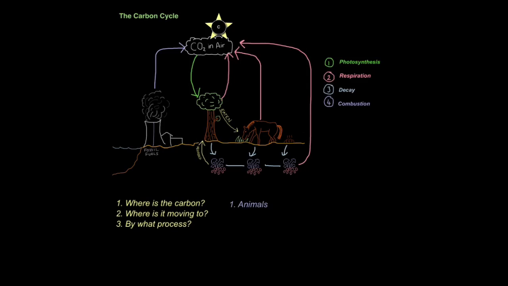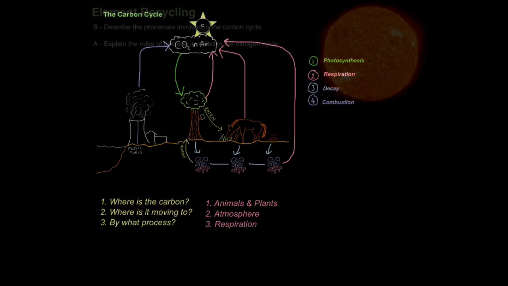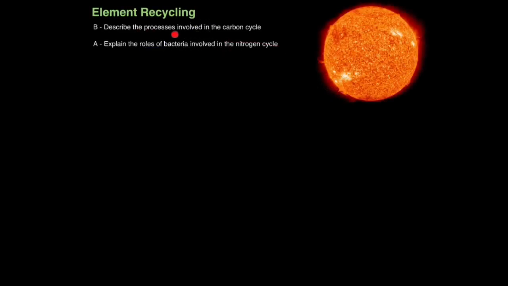Or carbon in animals gets transferred to the soil when the animals die and decay. Or carbon in animals and plants gets transferred to the atmosphere through the process of respiration. So it's really easy once you get the hang of it. Sometimes describing the carbon cycle or explaining the processes involved in the carbon cycle can be a 6-mark question. So you just need to string together 3 or 4 sentences like that. And that's how you describe the processes involved in the carbon cycle.